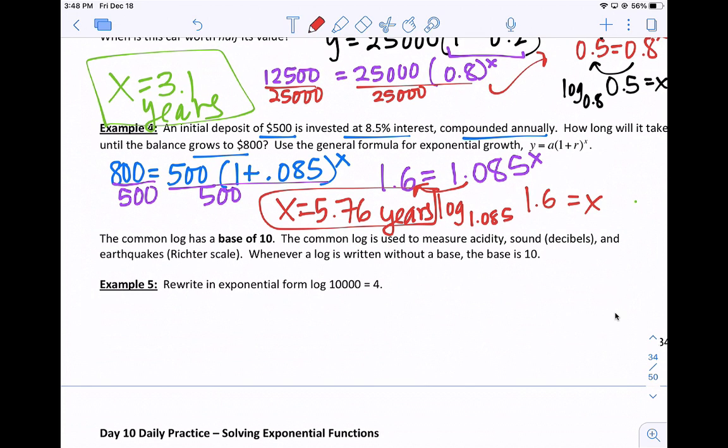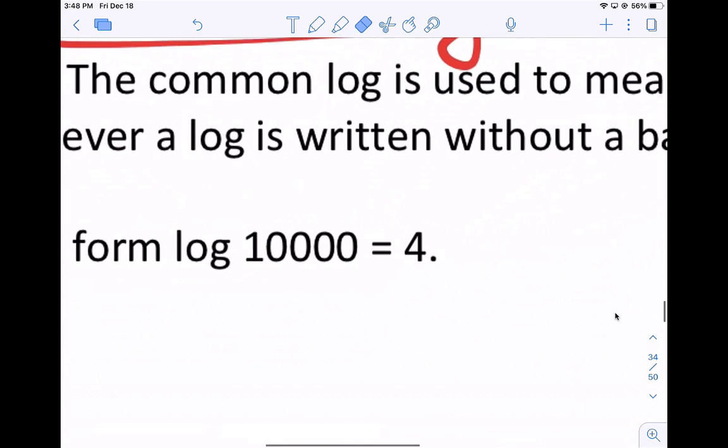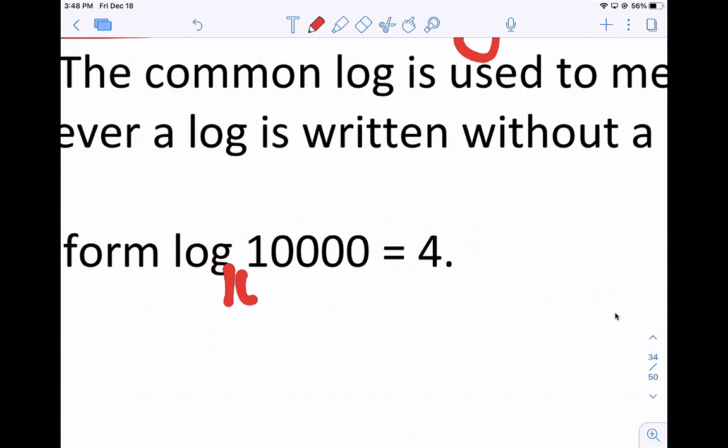All right, in the last example, it says the common log has a base of 10. The common log is used to measure acidity, sound in decibels, and earthquakes like the Richter scale. Whenever a log is written without a base, the base is 10. So this is kind of like saying whenever you write an x, that's the same as 1x. Now we're saying whenever you have a log without a base written, the base will always be 10.